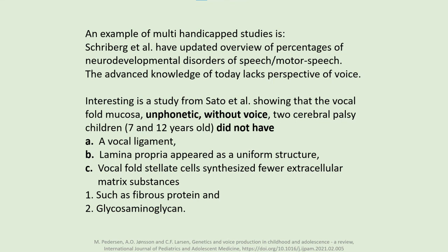An example of multi-handicap studies is by Schreiberg et al. They have an updated overview of percentages of neurodevelopmental disorders of motor speech. The advanced knowledge of today lacks perspective of voice. Interesting is a study from Sato et al. showing that the vocal fold mucosa, unphonetic, without voice, of two cerebral palsy children 7 and 12 years old did not have a vocal ligament, lamina propria appeared as a uniform structure, and vocal fold stellate cells synthesize fewer extracellular matrix substances such as fibrous protein and glycosaminoglycan.